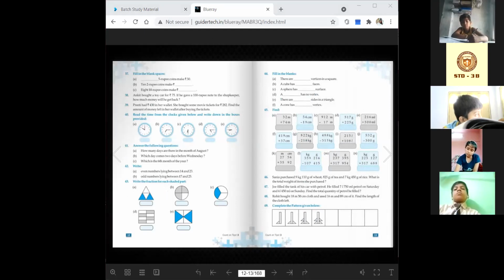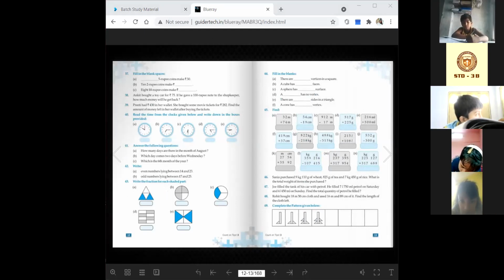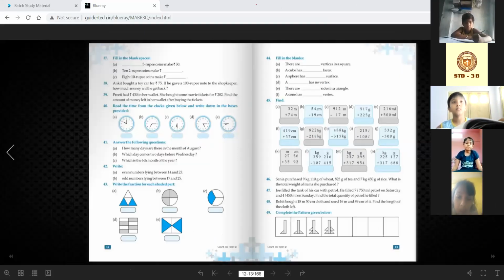So 40A sum I'm showing here only. In A sum here you can see that the smaller hand is on 10 and the bigger hand is on 12. So the time is what? 10. When the bigger hand is on 12, we will consider that as 0 minutes.